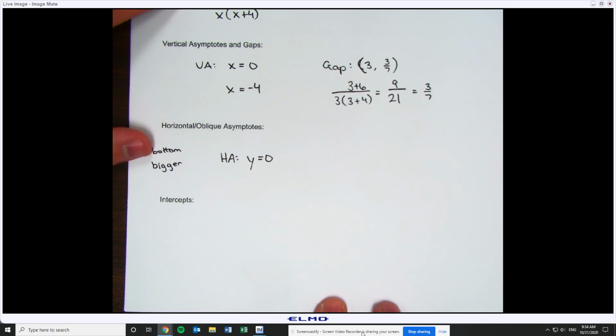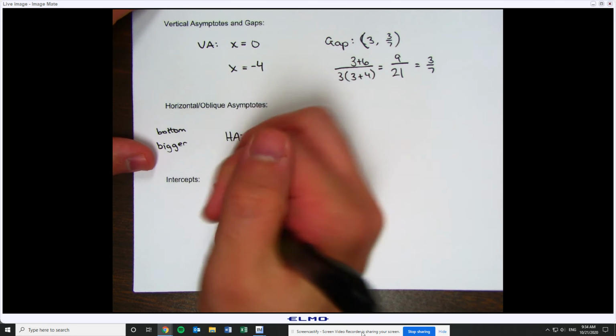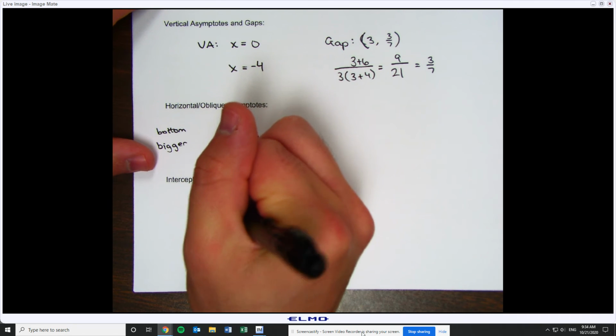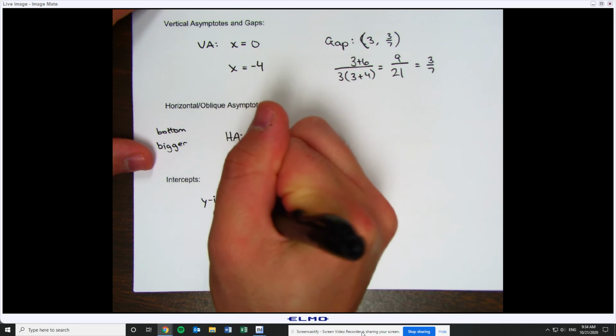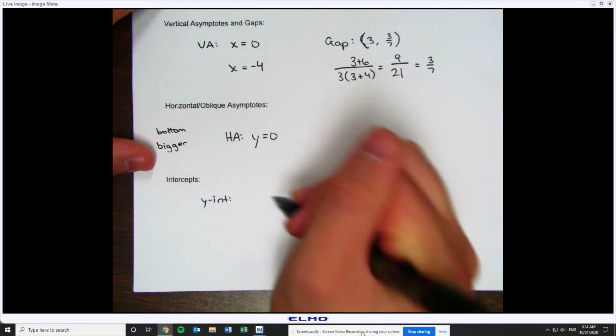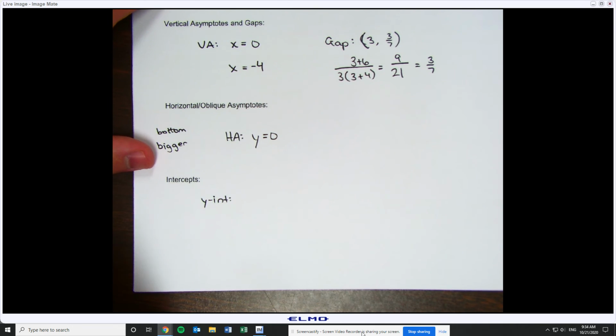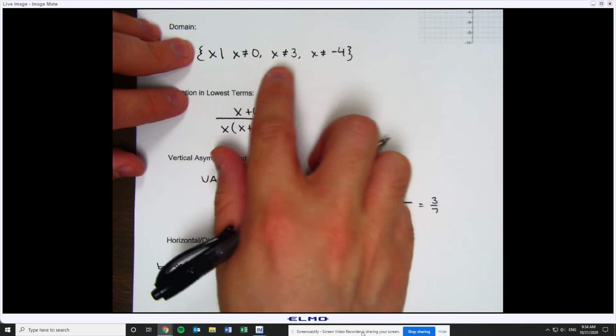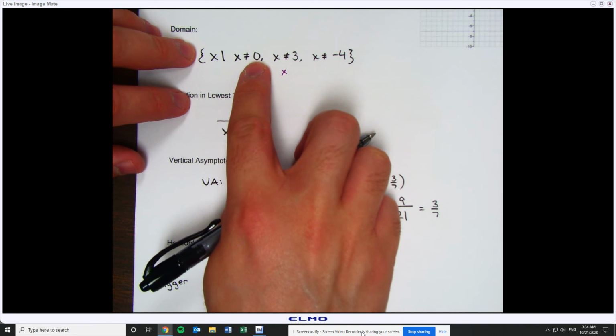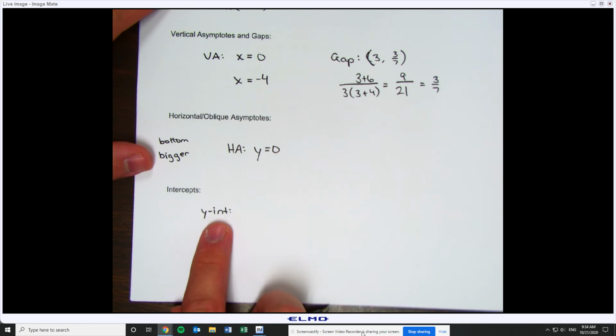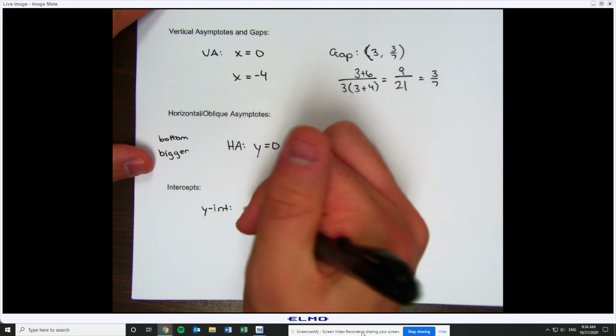Now, for my intercepts, I'm going to start with the y. Now, if you paid attention last time, you know I told you always be careful, look at the domain. Here, my domain, I cannot equal 0. So the y-intercept, I know I'm not going to have one. Right off the bat, I know there will be none.